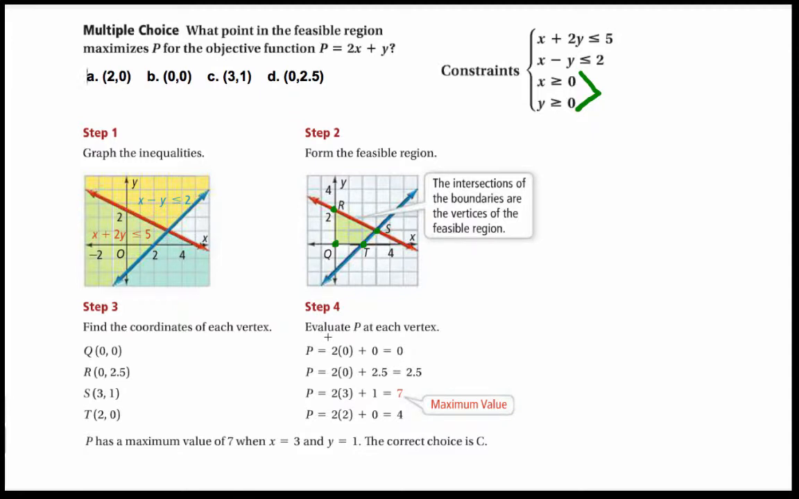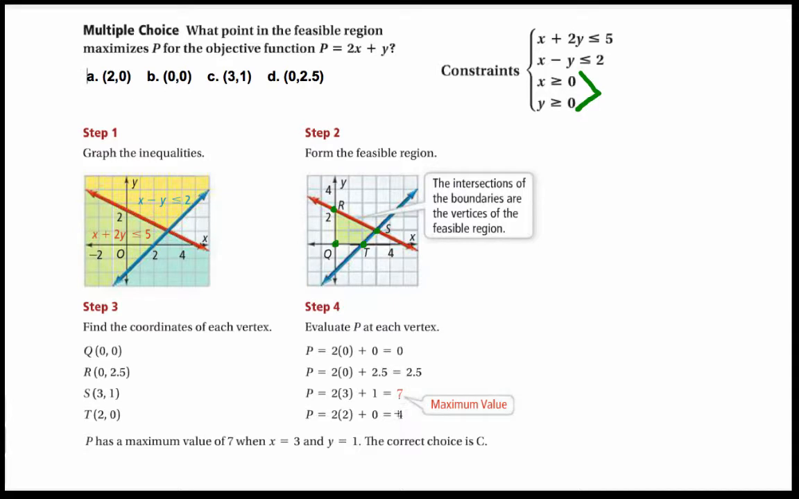The last step in this is where is P, and a lot of times capital P represents profit, but we didn't have any context in this problem, so we'll just call it P. We want to evaluate capital P at each vertex. So capital P, when x and y are both 0, has a value of 0. Capital P, when x is 0 and y is 2.5, has a value of 2.5. P, our objective function, when x is 3 and y is 1, has a value of 7. And P, when x is 2 and y is 0, has a value of 4.